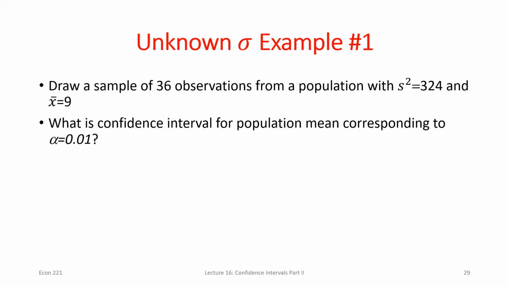Let's say I start out with a sample where I've got a sample size of 36, a sample variance of 324, and the sample mean I calculate is 9. Okay. And I want to find a confidence interval for what level? If I've got alpha of 0.01, this would be what level of confidence? 99%, right? 0.01 is the area in my tails. So there's 1% in my tails, which means there's 99% in the middle, or within my confidence interval.